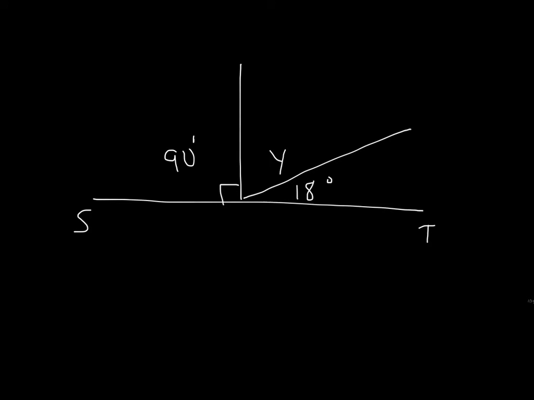Okay, there's a couple ways to approach this problem. We could do like the last one. We could add 90 and 18, which would give us 108, and we could subtract it from 180 because ST is a straight line. But I want us to notice something that actually even saves us a step. And here's what it is. If we have a 90-degree angle right here, then we have a 90-degree angle right here as well, right? 90 and 90 is 180.